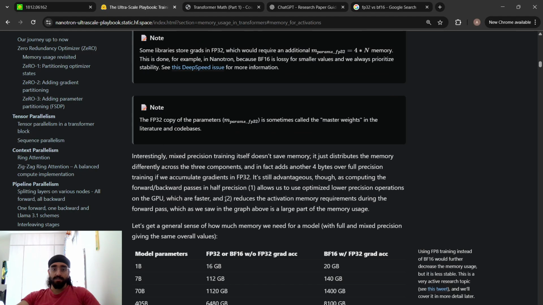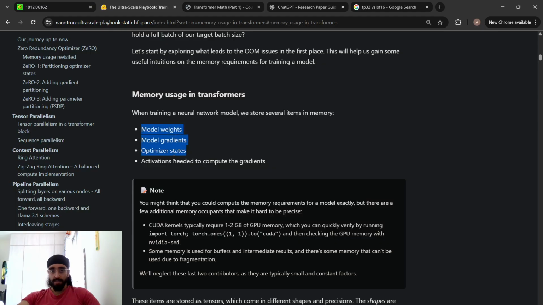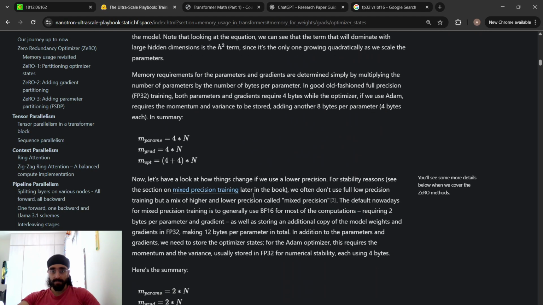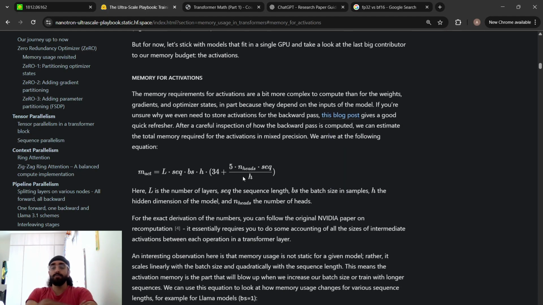Memory for activations, which is the fourth term. We already covered the first three terms. Now we cover the fourth term, memory required for activations. It's a bit more complex to compute than for the weights and gradients in part because they depend on the inputs of the model. Why inputs of the model? No, they should depend on the model architecture, not the inputs of the model. Right.